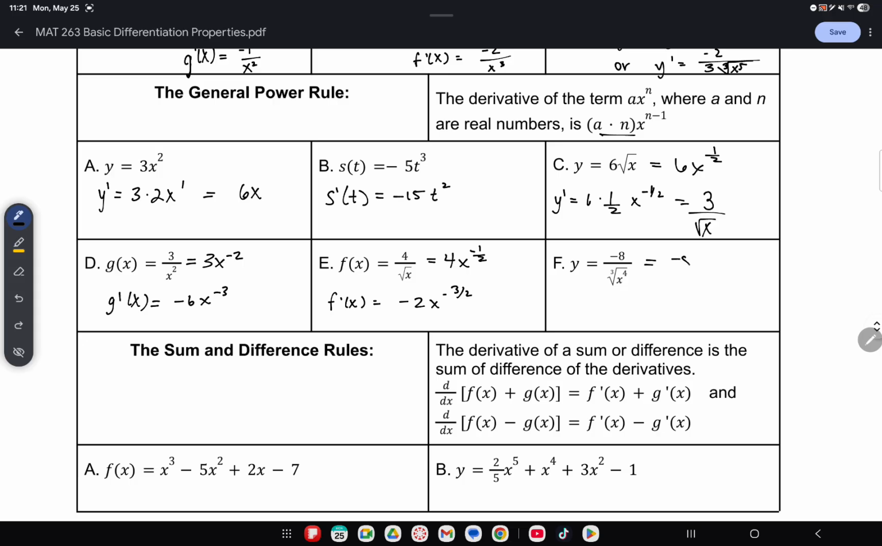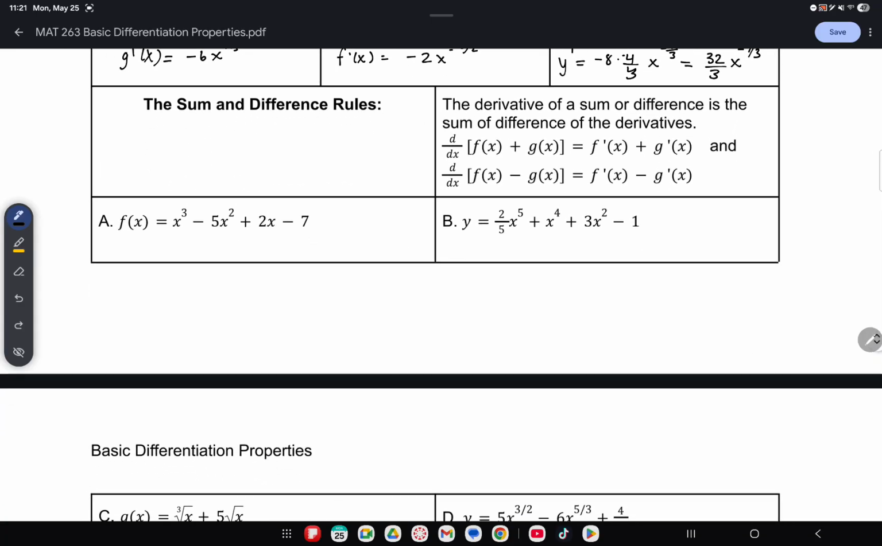And then this one I might rewrite as negative 8x to the negative 4/3, because it's power over root. So when I do a derivative, I get negative 8 times negative 4/3 times x to the, let's see, we're subtracting 3 over 3, so negative 7/3. Well, let's simplify this out. I want to simplify that. So it's going to be 32/3 x to the negative 7/3.